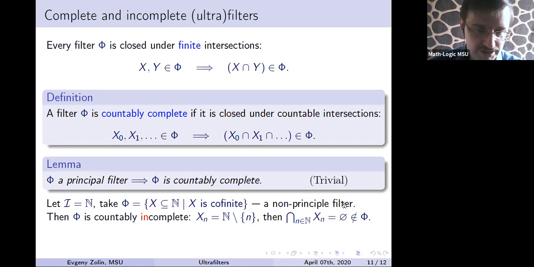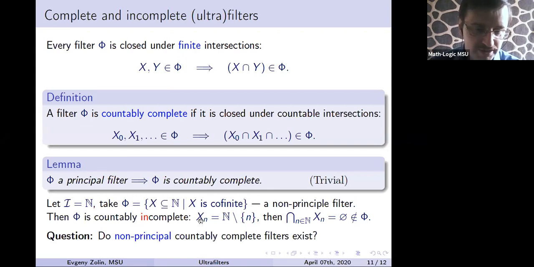Is it complete or incomplete? Of course, it is incomplete because we can build countably many sets in this filter. Xn is an element of phi because it is cofinite, but the intersection is empty, which is not an element of phi. So this non-principal filter is incomplete, countably incomplete.